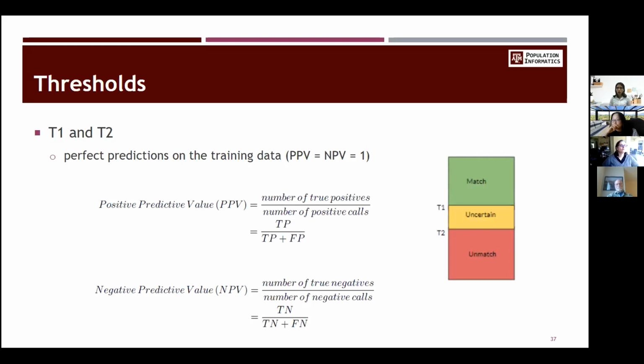As I said before, in hybrid record linkage, instead of 1 threshold and 2 classes, we have 2 thresholds and 3 classes. So we need to select these thresholds because we are working with health data and we want to have as minimum error as possible. We select the thresholds such that the positive predictive value and negative predictive value are equal to 1. It means we had the perfect prediction on the training set.